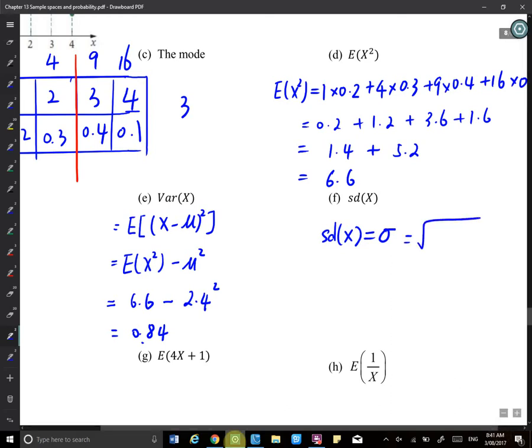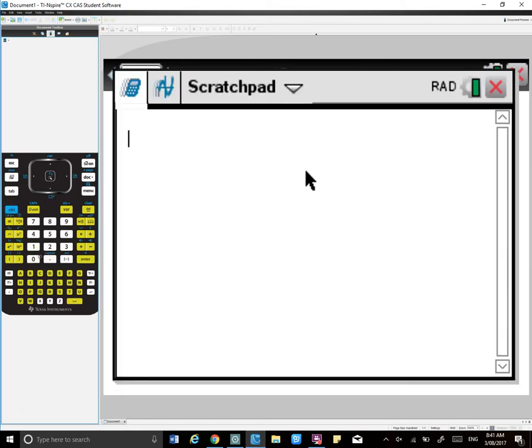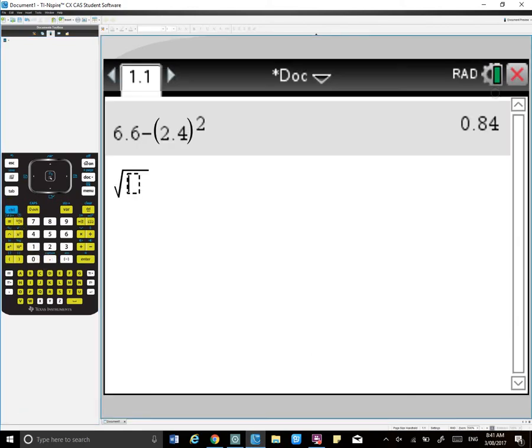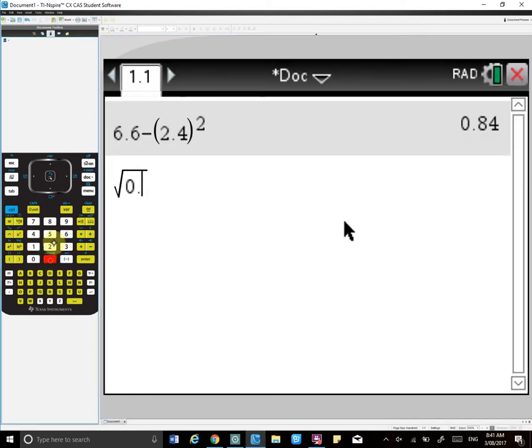So that's the square root of variance x, and that equals the square root of 0.84. Let's give two decimal places, which is 0.92.